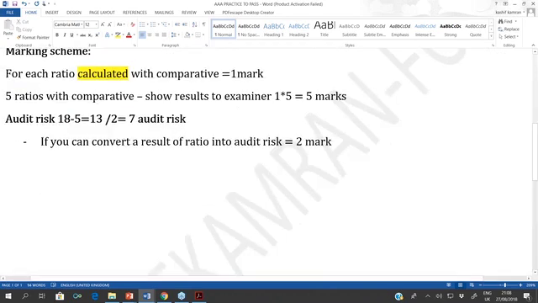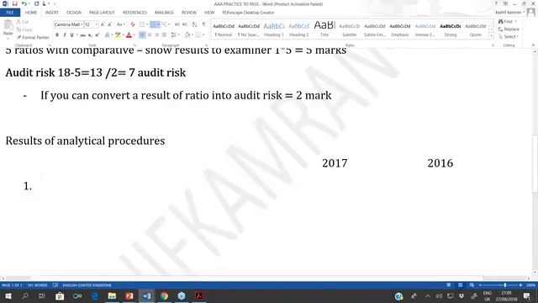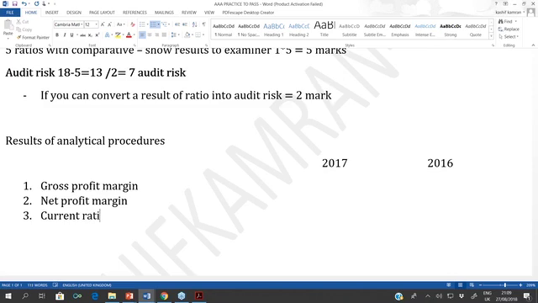For example, suppose you're writing an answer on audit risk. You will first tell the examiner the results of analytical procedures for 2 years, 2017 and 2016. And you calculate any 5 ratios, like the gross profit margin, or the net profit margin, the current ratio, the receivable days, the gearing ratio.